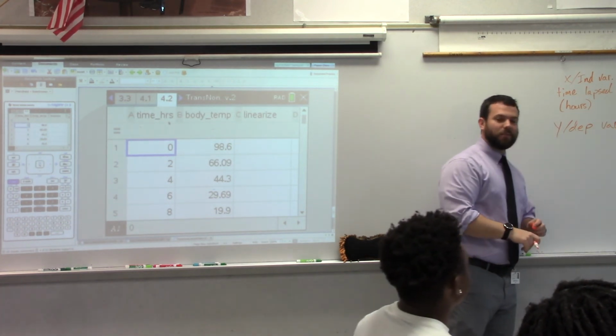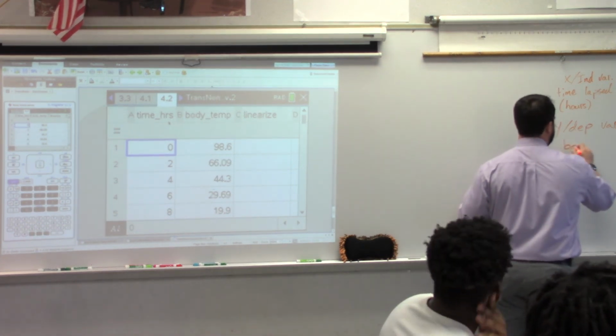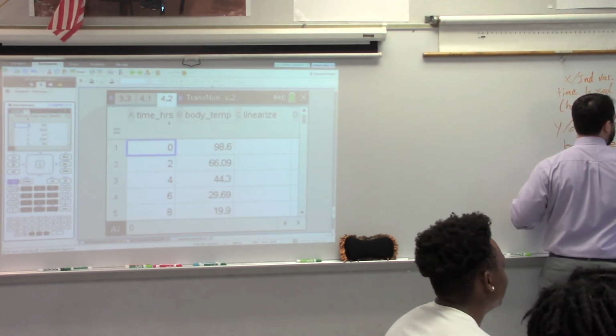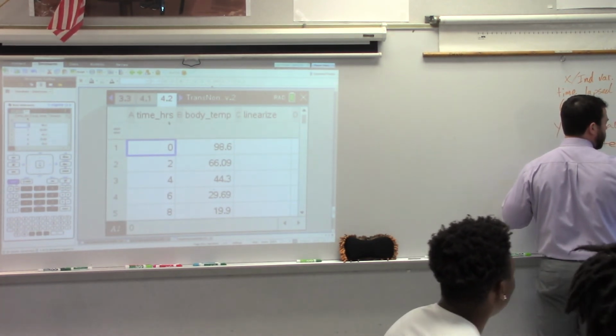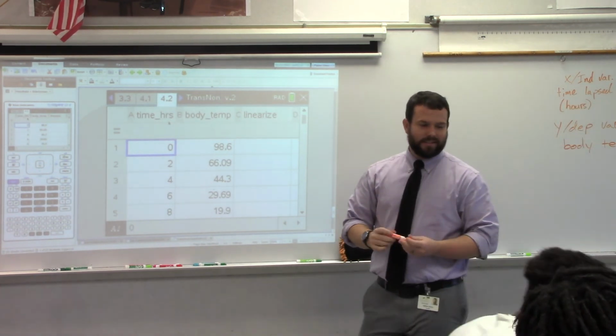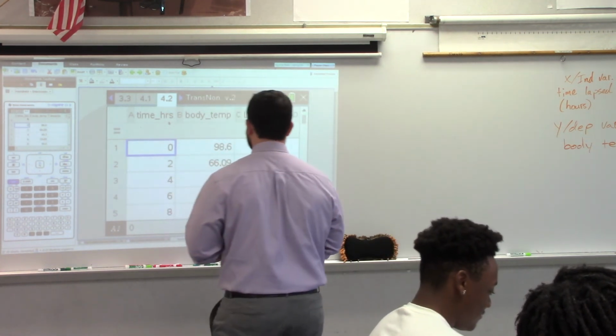What's the y, or the dependent variable? Body temp, in what? Degrees Celsius? Degrees what? Fahrenheit. Thank you. Nobody in the US is measuring by Celsius. Make sure you define your variables on there.